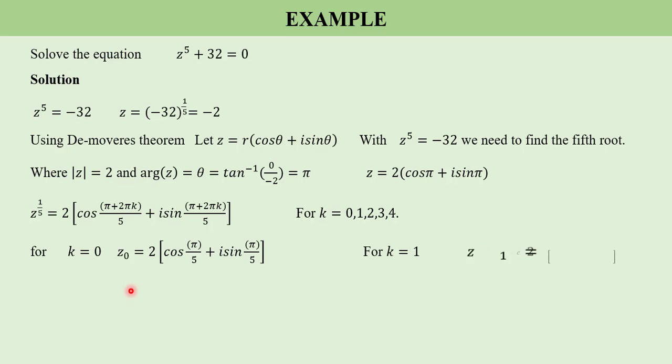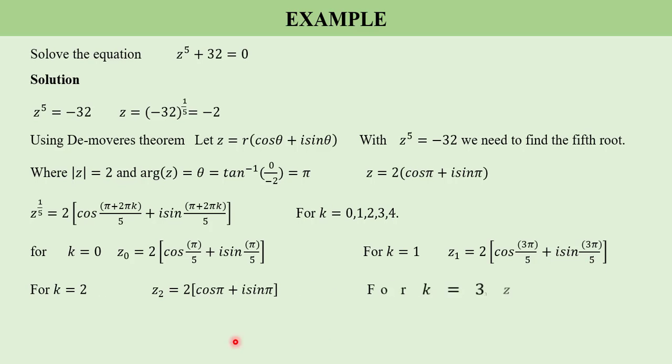So for k = 0, we substitute the value of k = 0, so z0 = 2(cos pi/5 + i sin pi/5). Then for k = 1, we shall substitute k = 1, so 2 times 1 gives 2 pi, then plus pi gives us 3 pi. So we shall have z1 = 2(cos 3pi/5 + i sin 3pi/5).